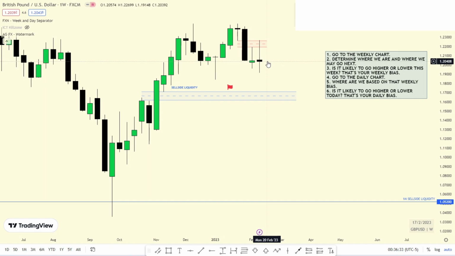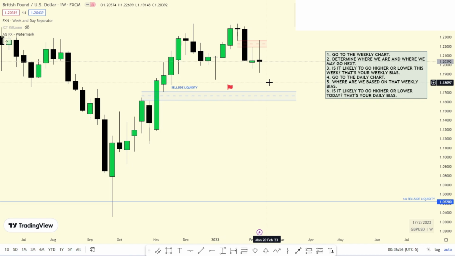That answer, is it higher or lower? That is your weekly bias. That is the only way you determine your weekly bias, and that's it. There's no more complicating it. It's as simple as that. So for me, I'll conclude that the next week is likely to go lower.